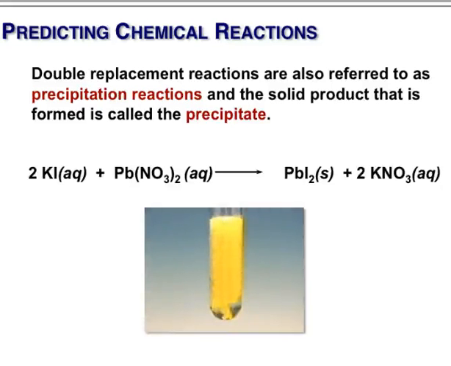This is said to precipitate. Double replacements are also called precipitation reactions. If you do not get a precipitate or a gas, nothing happens. It's not a reaction at all.